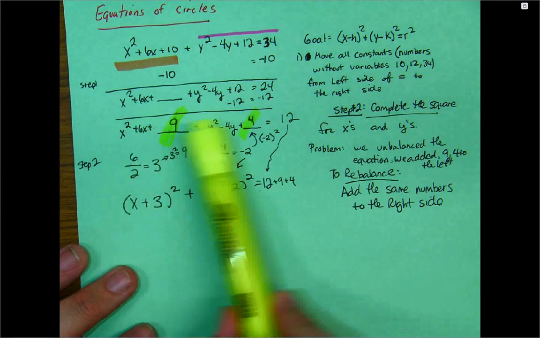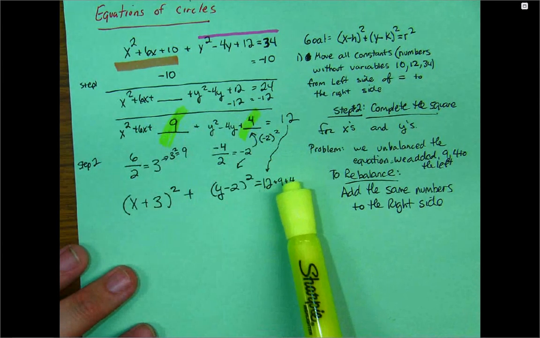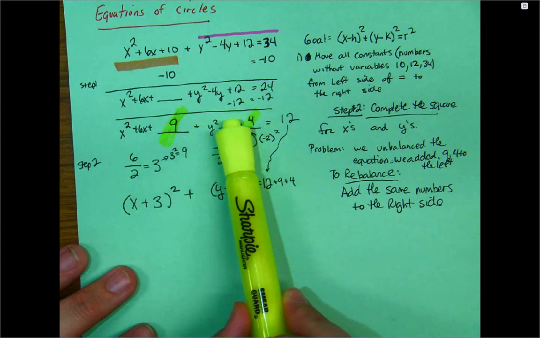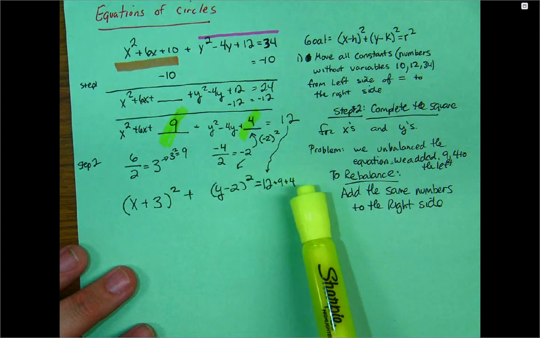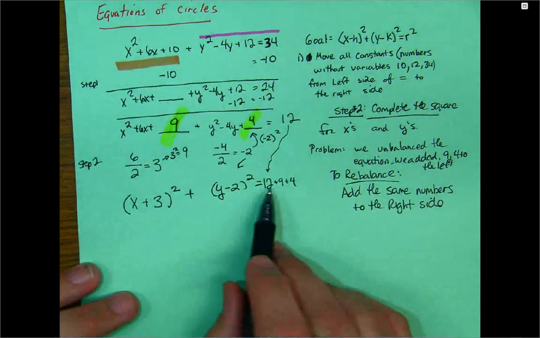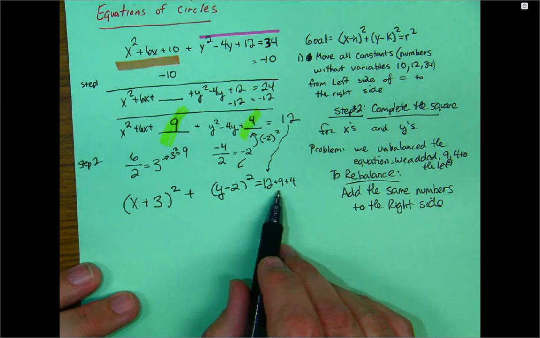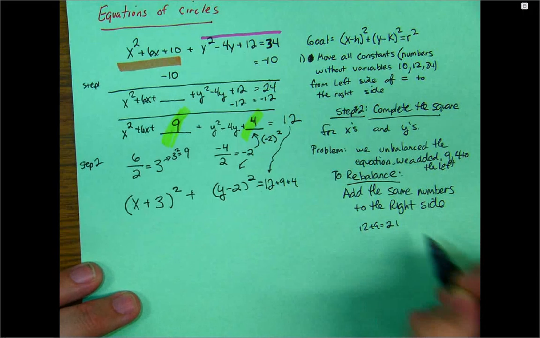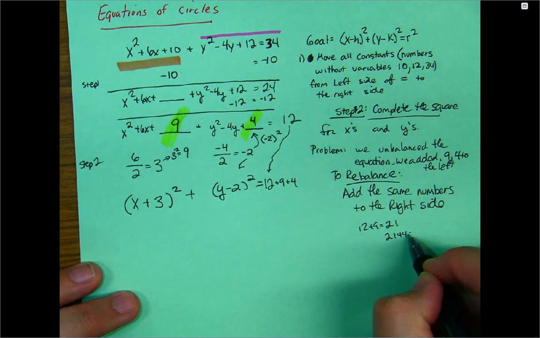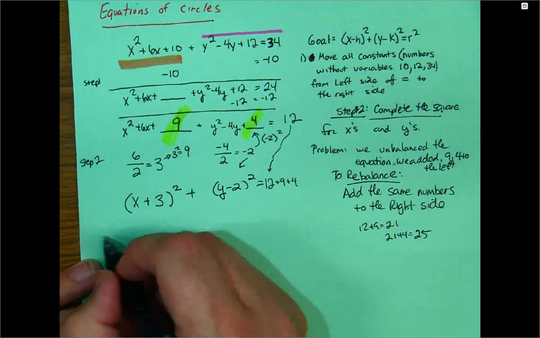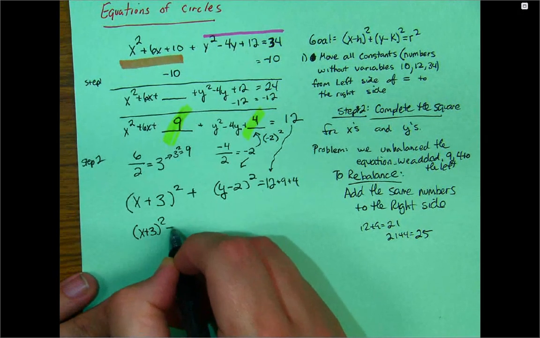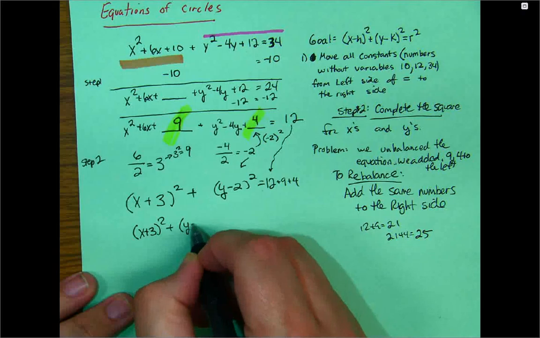So whatever we do to the left, we added a 9 and added a 4. We have to do the right. We have to add a 9 and we have to add a 4. So what's 12 plus 9? Alright, that's 21. 21 plus 4 is 25. So x plus 3 squared plus y minus 2 squared is equal to 25.